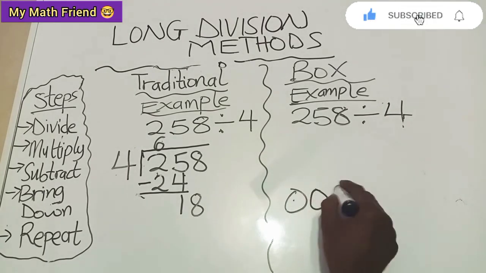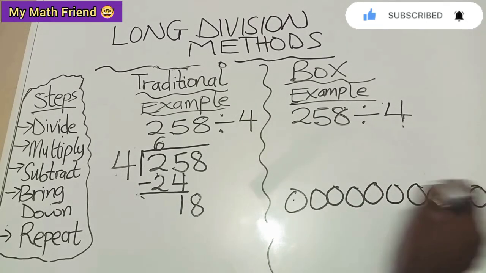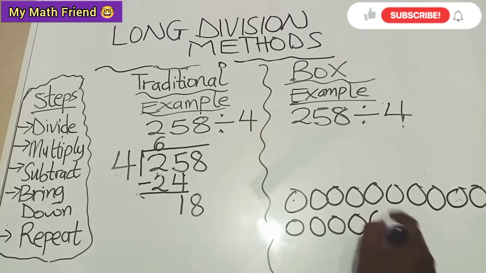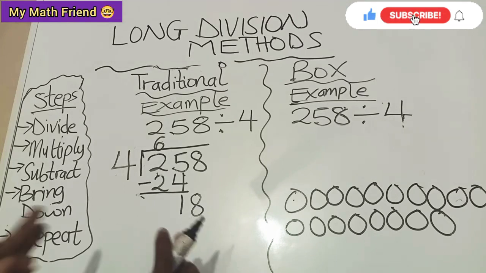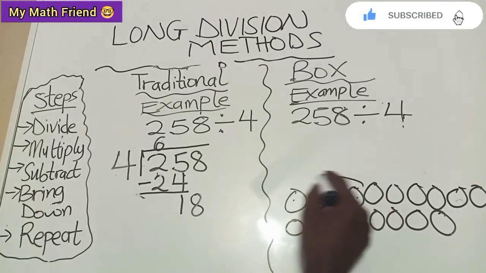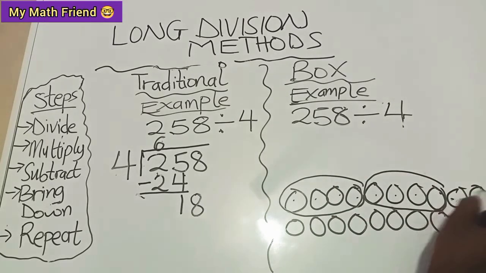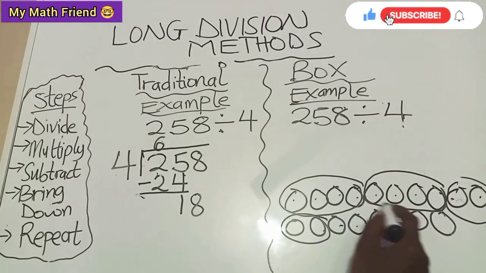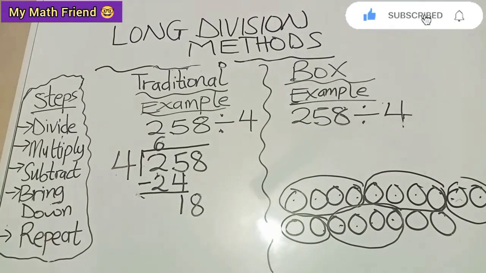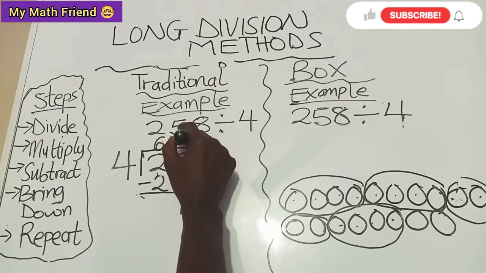Okay, so we have 1, 2, 3, 4, 5, 6, 7, 8, 9, 10, 11, 12, 13, 14, 15, 16, 17, 18. Let's see how many groups of 4 we can have. 1, 2, 3, 4. That's group 1. 1, 2, 3, 4. Group 2. 1, 2, 3, 4. Group 3. 1, 2, 3, 4. Group 4, then you have two remaining. Very well. So how many groups of 4 do we have? You have 4 groups.